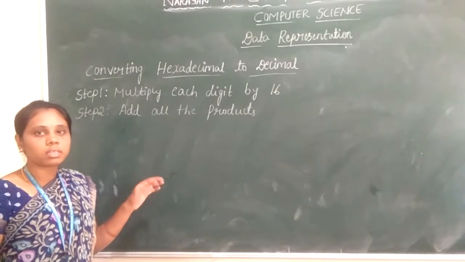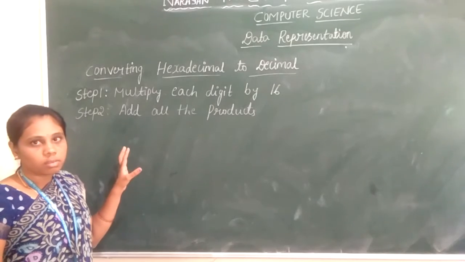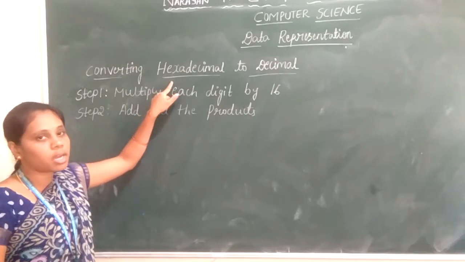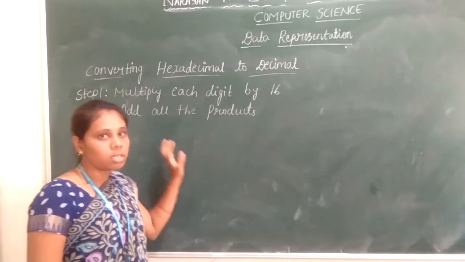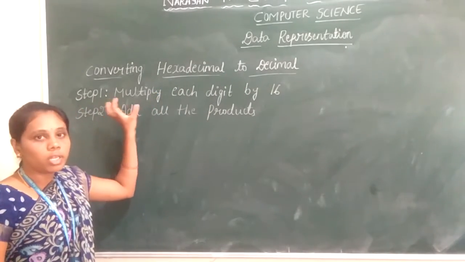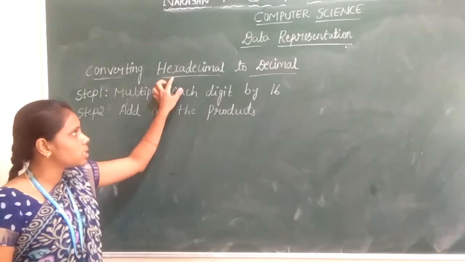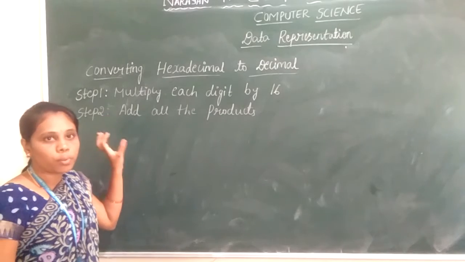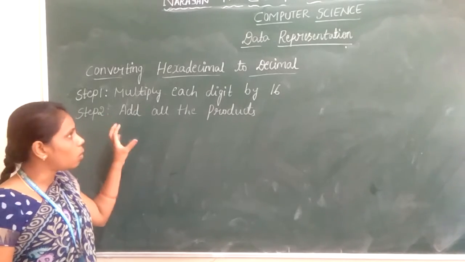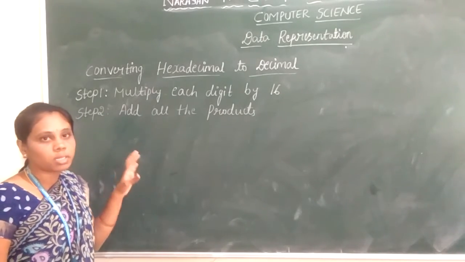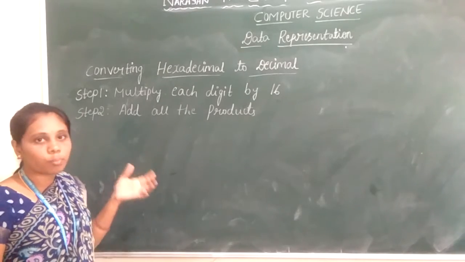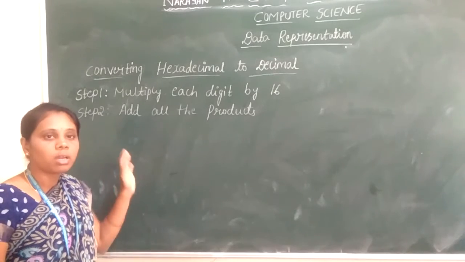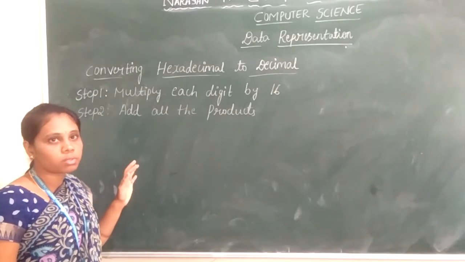Now we'll see another conversion. In last we have studied converting octal to decimal. Now we'll see hexadecimal to decimal conversion. In this conversion we need to multiply each hexadecimal digit by 16 and add all the products. When we multiply each digit by 16 and add all the products, we get the equivalent decimal value for the given hexadecimal number. Now we'll see the example problems.